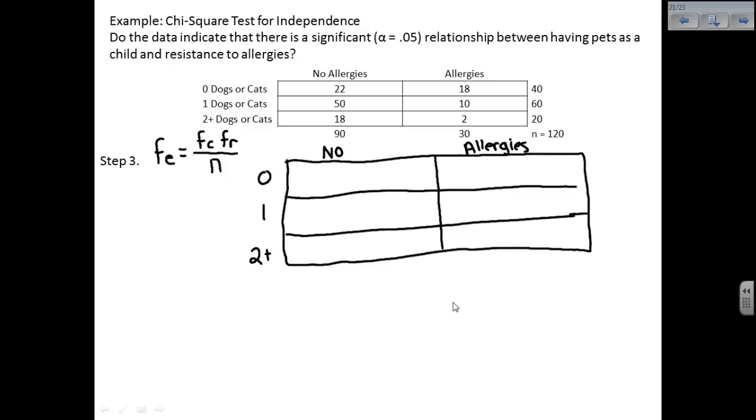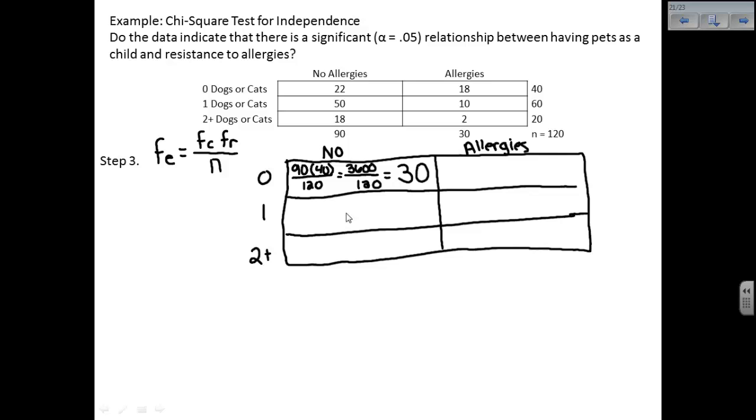So for the first group, the people who had no dogs or cats and had no allergies. There are 90 people with no allergies, and there are 40 people who had 0 dogs or cats, and there's a total of 120 people in the sample. So 90 times 40 gives me 3,600. And 3,600 divided by 120 gives me an expected frequency of 30.